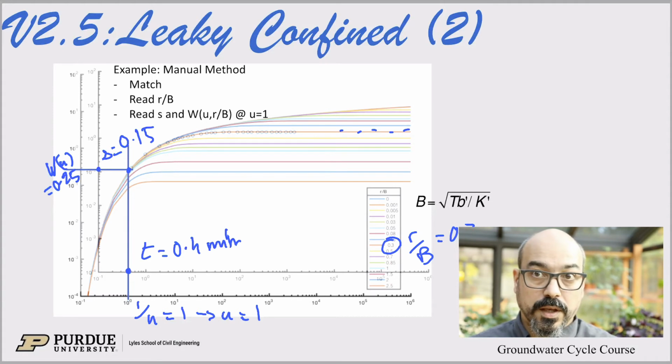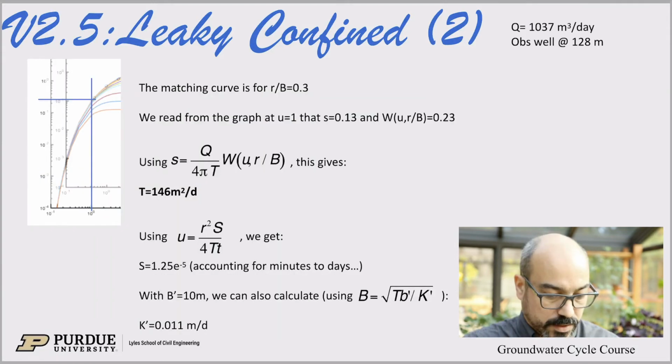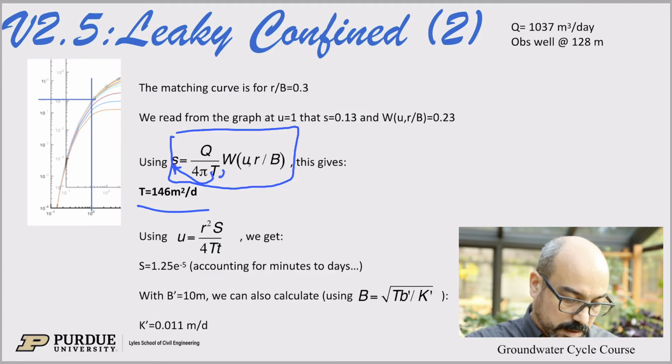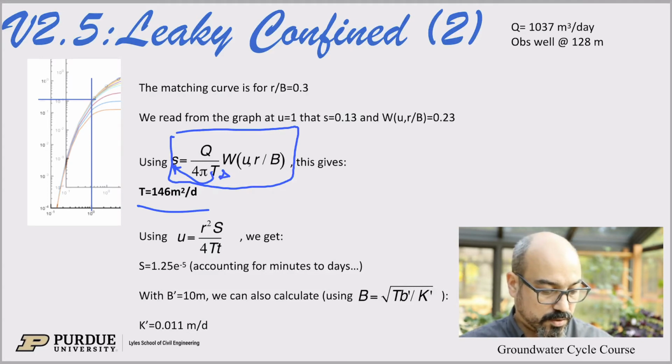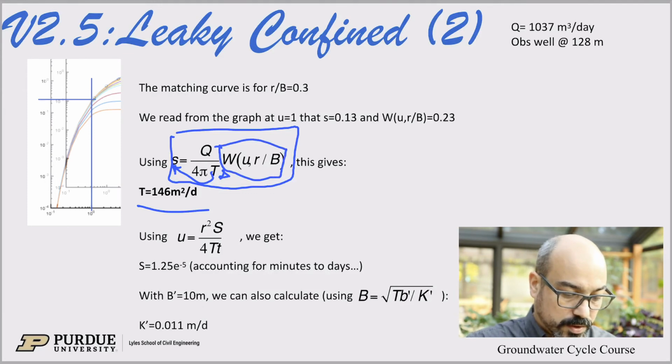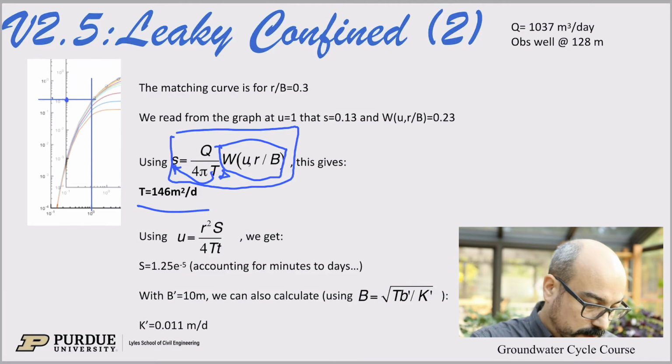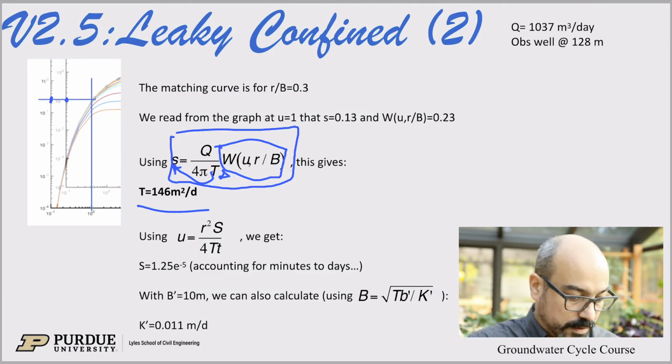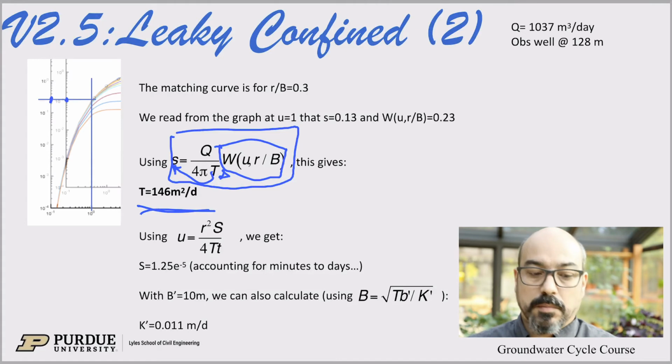So now we read all the numbers from the plot and we can plug them in our equations. So here it is. Using this equation, we can measure the transmissivity. So again, put transmissivity here and S here. We read S, so we know what it is. So the transmissivity is the discharge we know, the pumping rate, 4 pi, the drawdown, we just read it from the plot. And then the W of U over B, we also read it from the plot. So they're basically here and here, right? So plug everything in and find the transmissivity is 146 square meters per day.